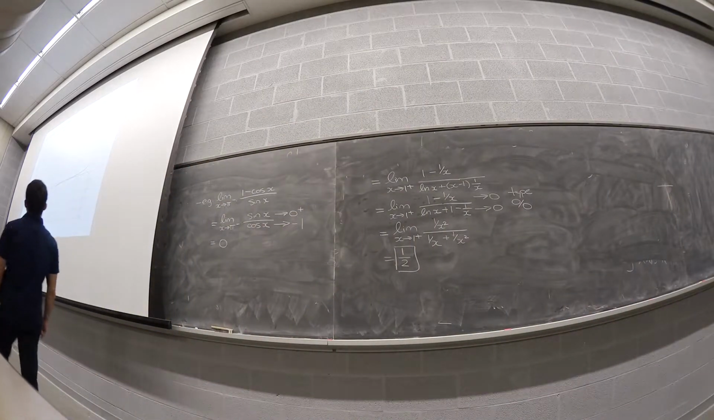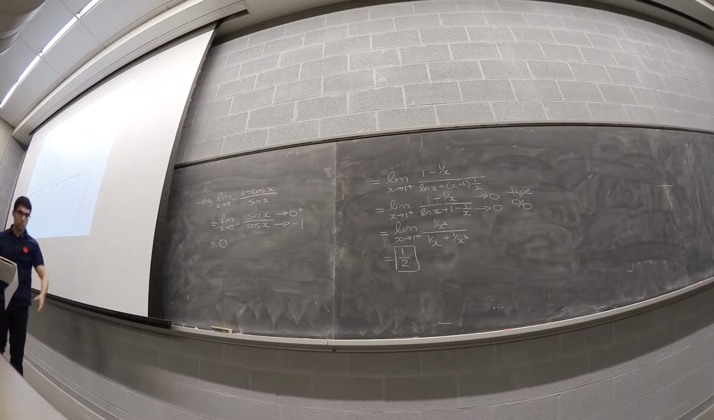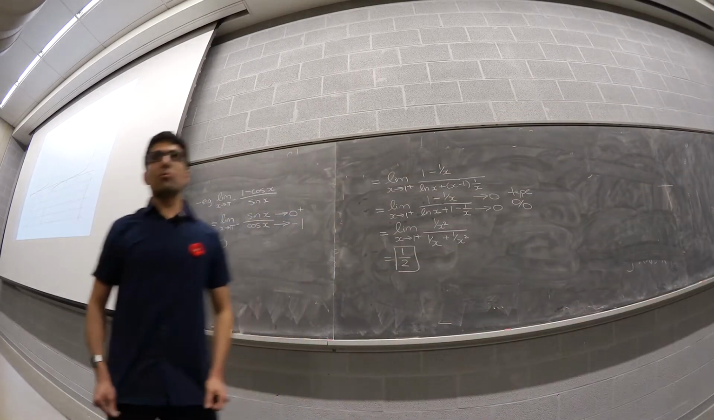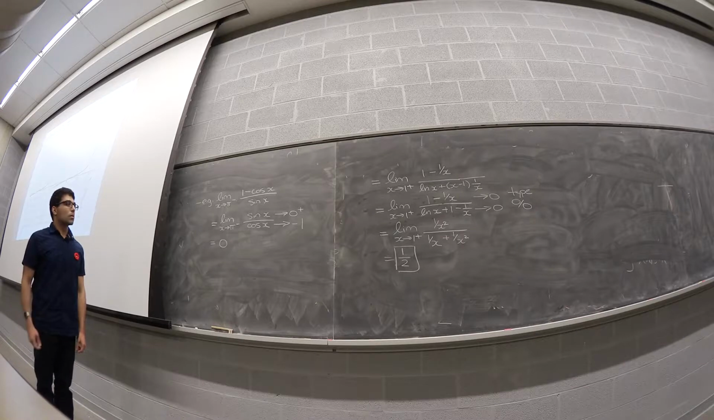Okay, I approached pi from the left, and I said the limit was 0. That's not 0, right? What did I do wrong? There's something I always write, and I didn't write it this time. And what's that?